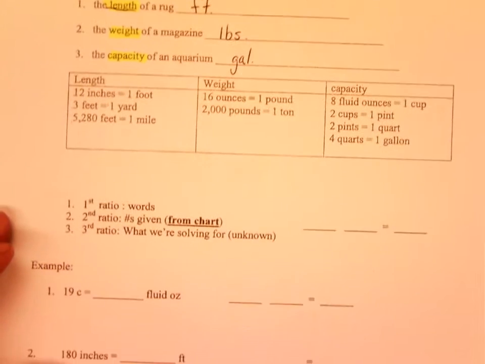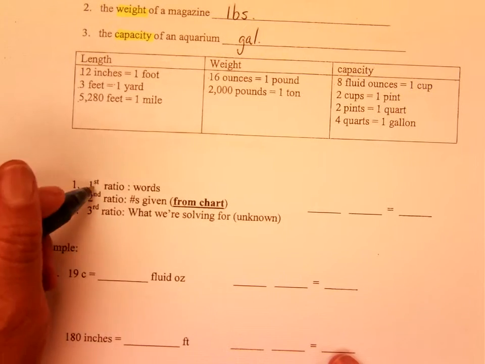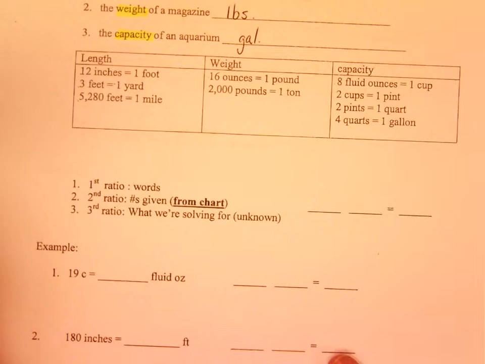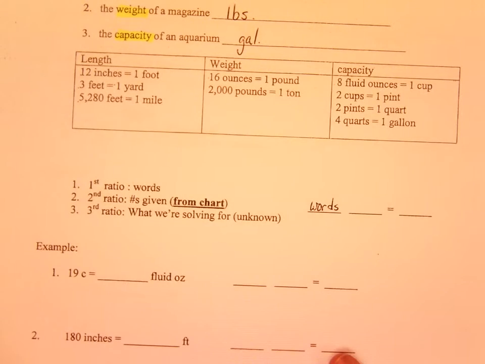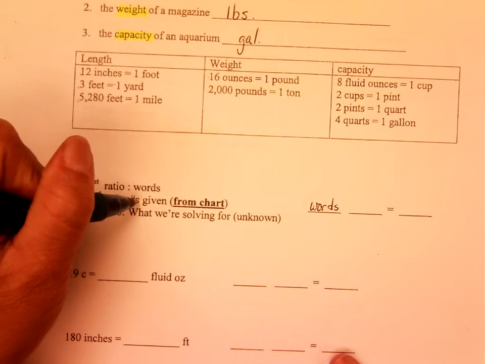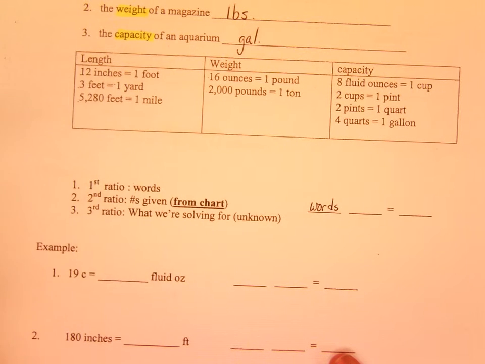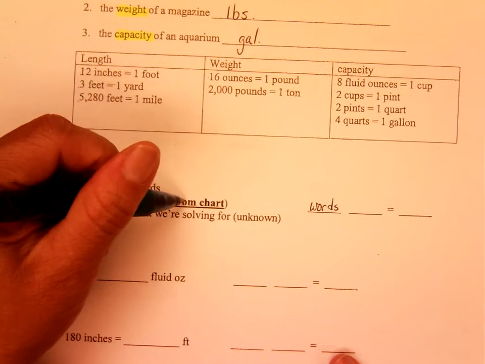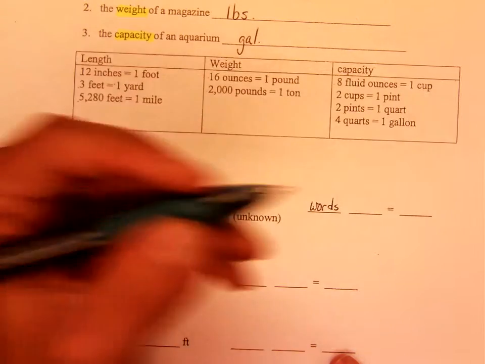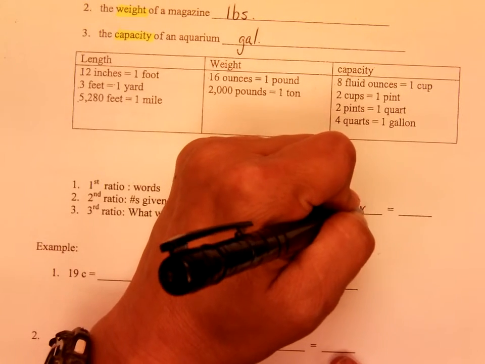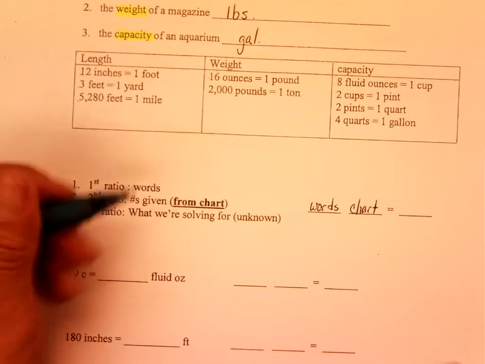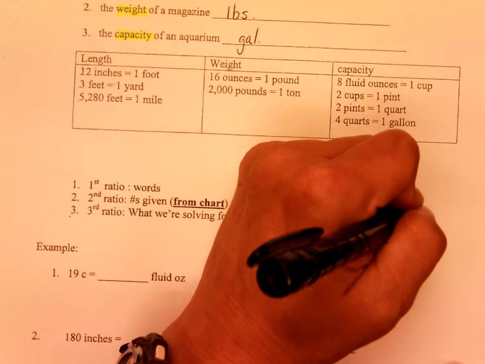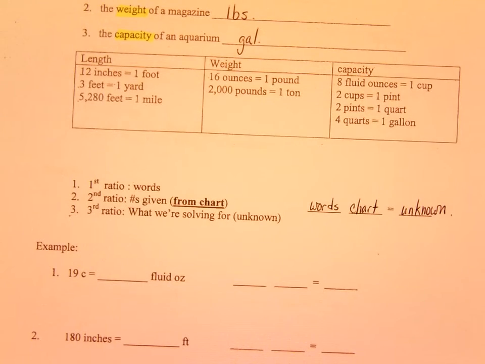So here's your steps. Step 1, the first ratio is your words. So your first fraction bar is your words. We've done this before, so you should know this. Your second ratio is the number given. It's your given. What do you know? And you're going to use the numbers from the chart up here. So this is your chart. And your third ratio is what we're solving, the unknown. So here you would write unknown. What do we know?